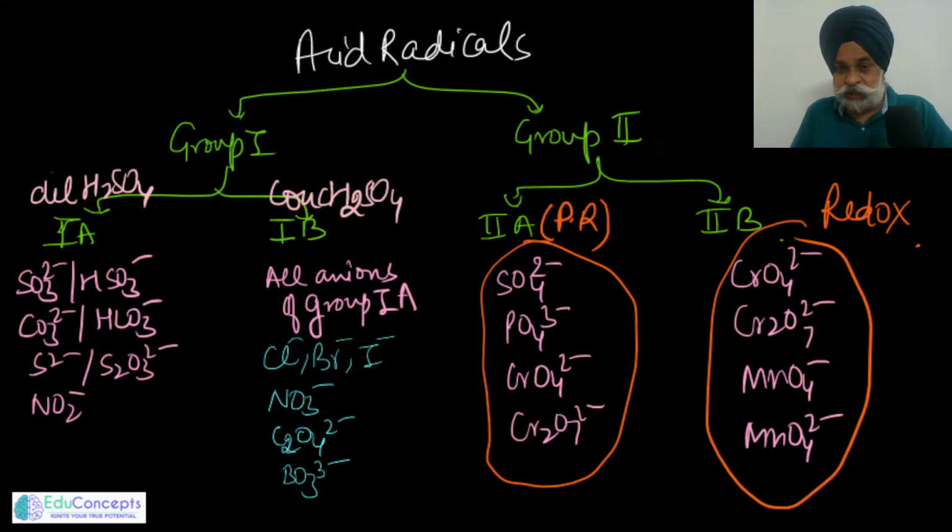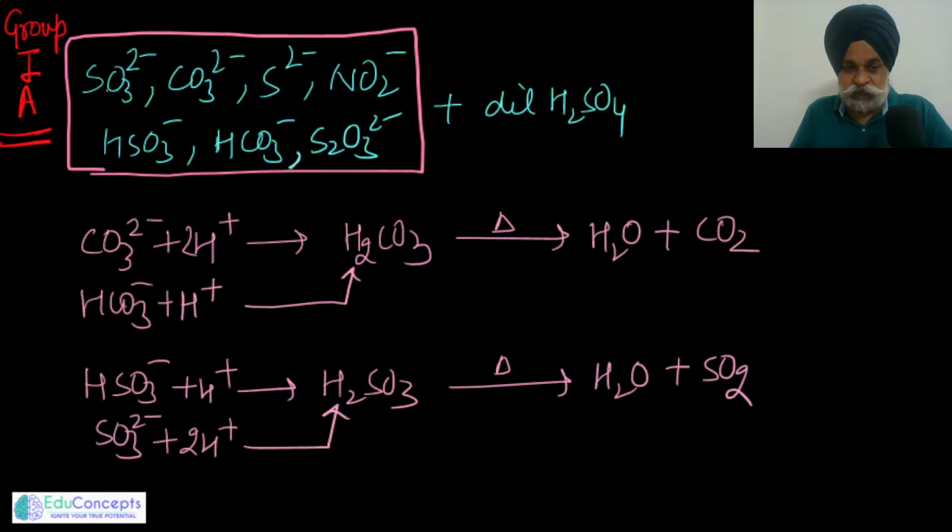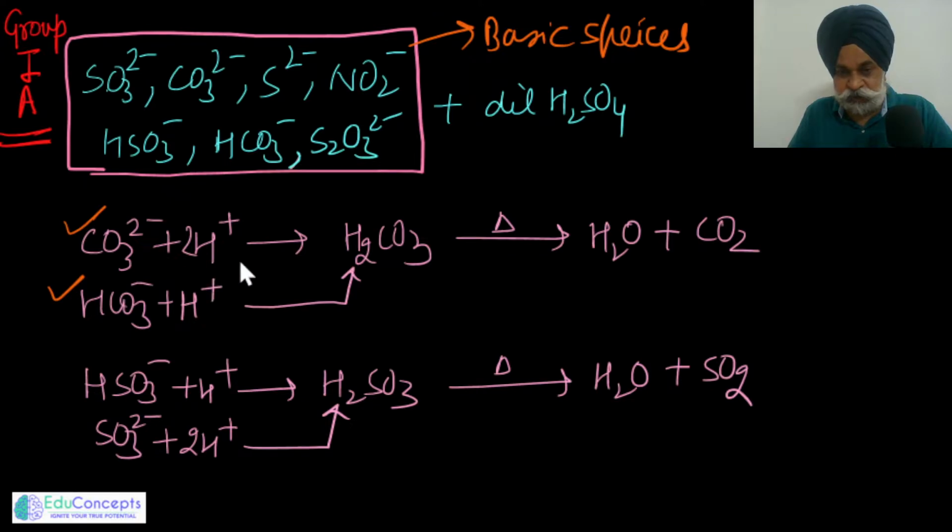As regards the last discussion, when dilute sulfuric acid is added, these are some of the anions which eagerly react, because these are relatively basic species. So these basic anions react with H+, just like carbonate and bicarbonate eagerly react with H+ and produce carbonic acid, which is a thermally decomposable acid. It would evolve carbon dioxide. So from here we can do the testing of carbon dioxide.